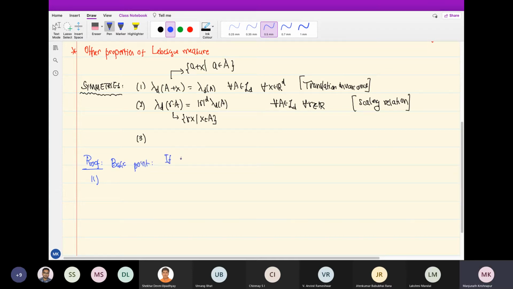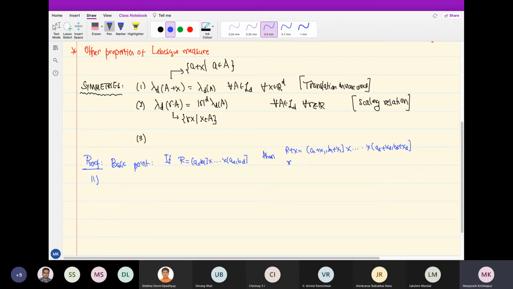is to start with rectangles, right? If R is a rectangle, then what is R plus x? R plus x will be, everything is translated by x, where x is x1, x2, up to xd, in R^d. So it becomes [a1 plus x1, b1 plus x1] times up to [ad plus xd, bd plus xd]. You are adding x1 to the first coordinate, x2 to the second coordinate, and so on. So it just shifts like this.